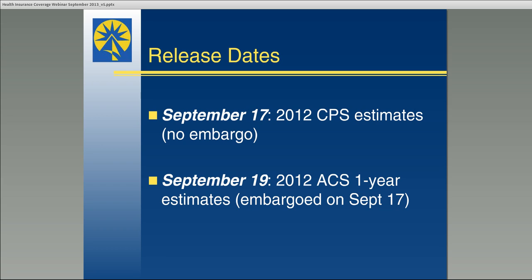I'm sorry, I moved ahead of the slides a little bit. Those counties that the 1-year estimates are available for are Johnson, Sedgwick, Shawnee, Wyandotte, Douglas, Leavenworth, Riley, and Butler counties. They each have a population greater than 65,000.